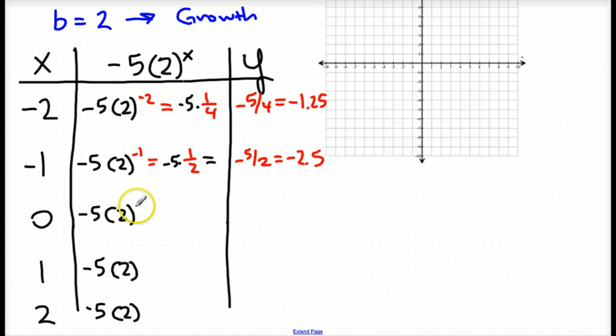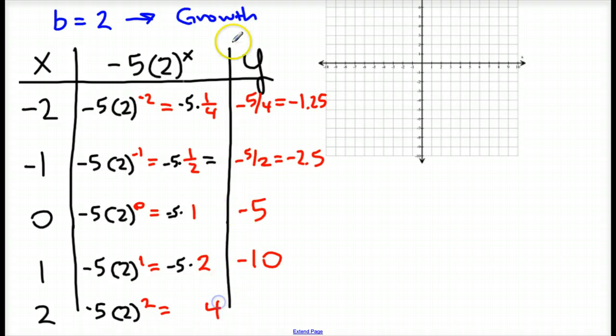Then I'm going to plug in 0. 2 to the 0 is 1. Times -5 is going to give me -5. Then I'm going to plug in +1. 2 to the +1 is 2. Times -5 gives me -10. And then finally when I plug in 2, 2 squared is 4, and then times -5 gives me -20. So these are your 5 y values.